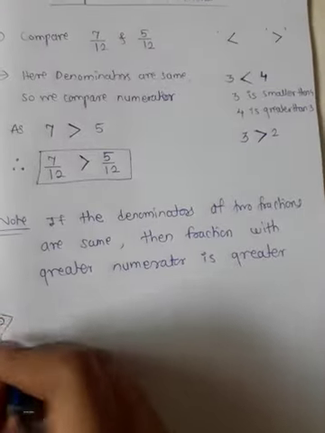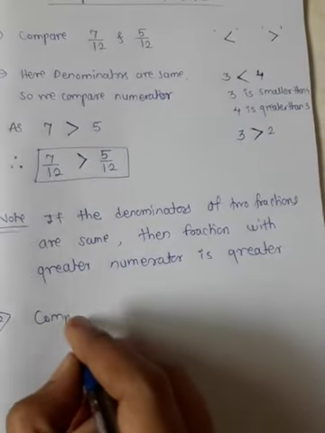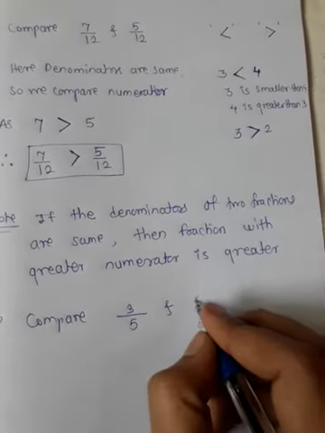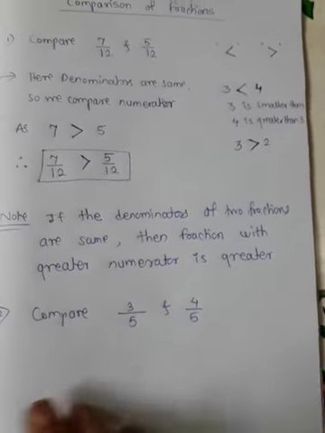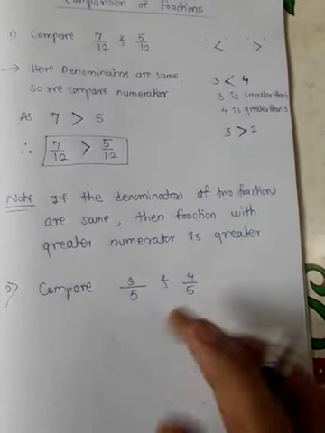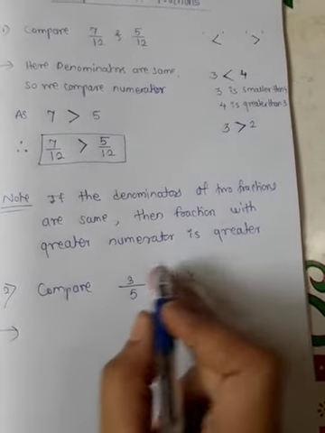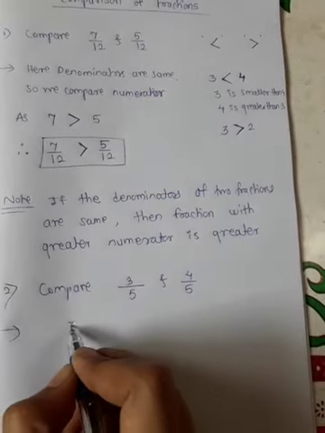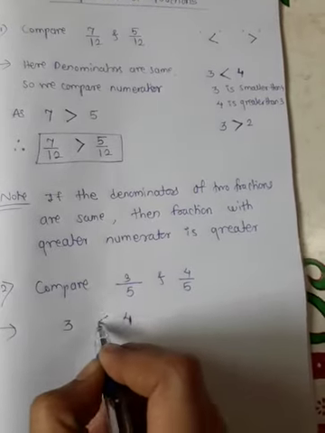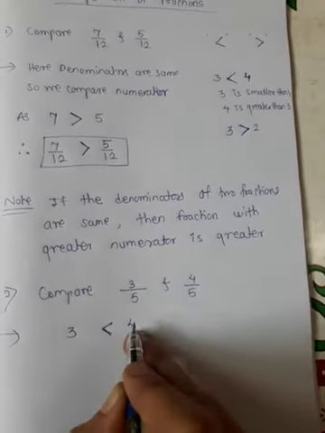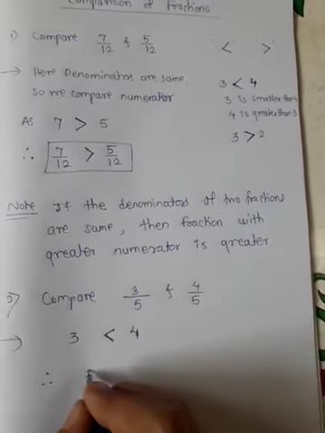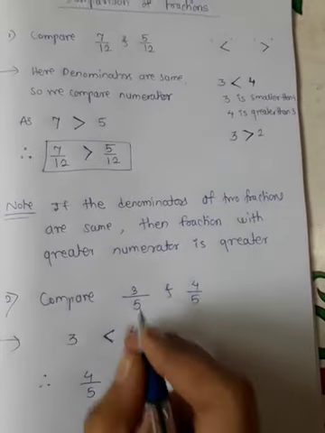Let us take one more example of this type. Compare 3 by 5 and 4 by 5. First of all, see here the denominators of the two fractions are same. So we compare the numerators. Here the numerator of the first fraction is 3 and the numerator of the second fraction is 4. Now see which is greater. 4 is greater. So the numerator of the second fraction is greater, therefore the second fraction, 4 by 5, is greater than 3 by 5.